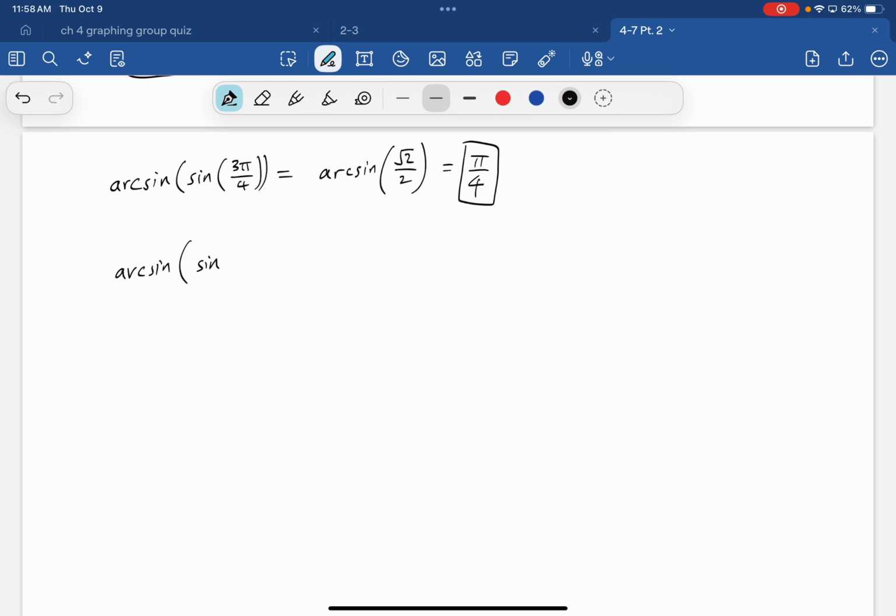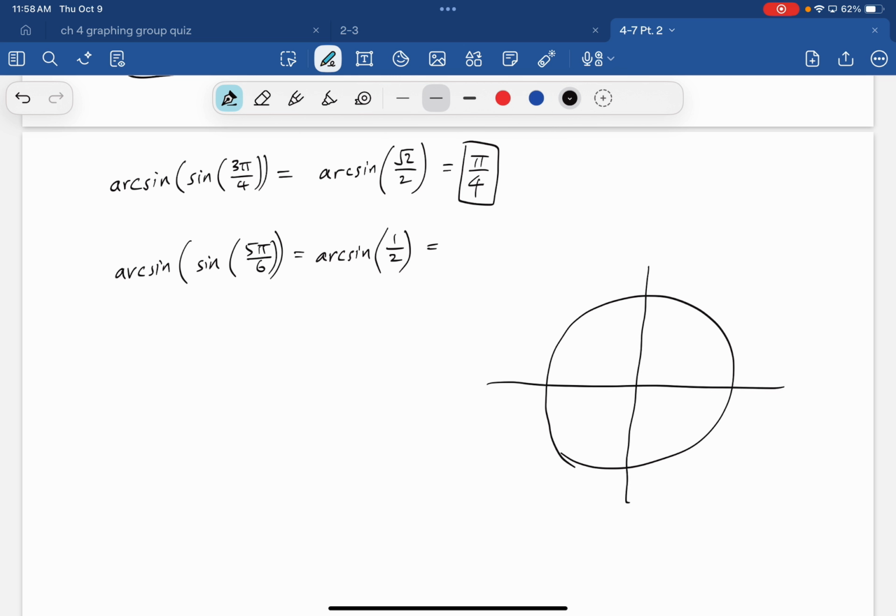What is arcsine of sine of 5 pi over 6? Okay, first, what is sine 5 pi over 6? Anybody? 1 over 2. Okay, and then what is arc sine of half? We're looking for a point within this range that has a y-coordinate of half, so that's here. So that's pi over 6, right? So once again, that's actually different. So as a general rule, when this is outside the range of arc sine, it's not going to give you that answer. It's going to give you something else.